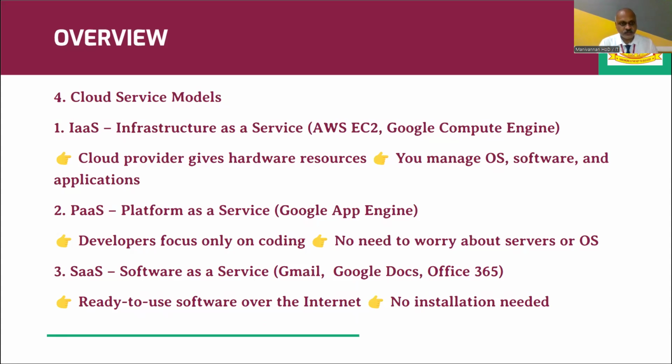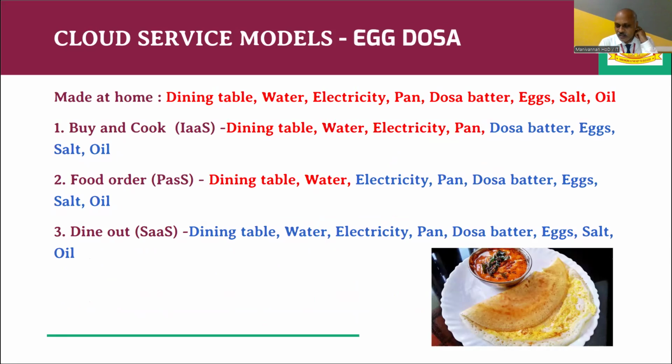I'll give you one analogy here. Suppose you are at home. I have mentioned here a dining table, water, electricity, pan, dosa batter, eggs, salt, all those things. Suppose you want to prepare a dosa, an egg dosa. What will we usually do? Made at home, everything is prepared in the home itself, where you are taking your food in the home itself, right?